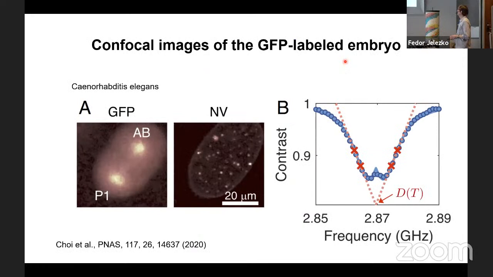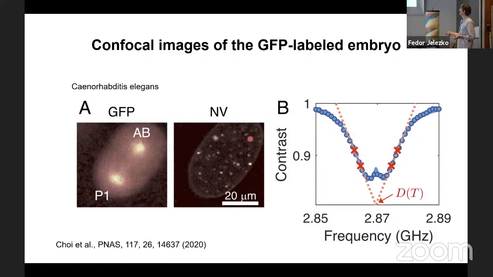So this is an example of applications, and there were a few very interesting demonstrations, from measuring inside of cells to, very recently, measuring the effect of temperature on cell division. And this is an example that was published by a group recently. It's an embryo of C. elegans that is labeled by GFP and by nanodiamonds with NV centers. You see the cell, and you see the embryo is about to divide. And at the same time, you now have your temperature sensor inside of the cells.